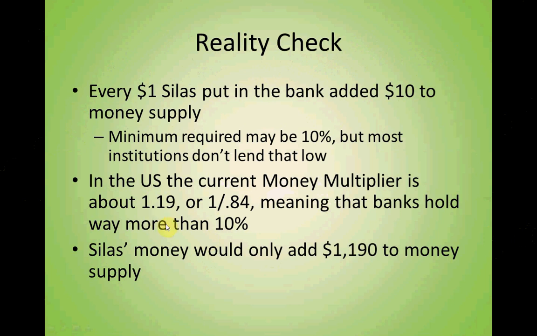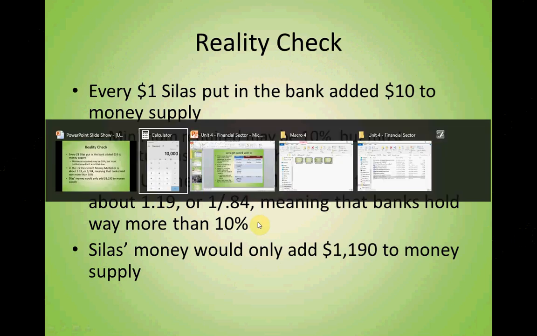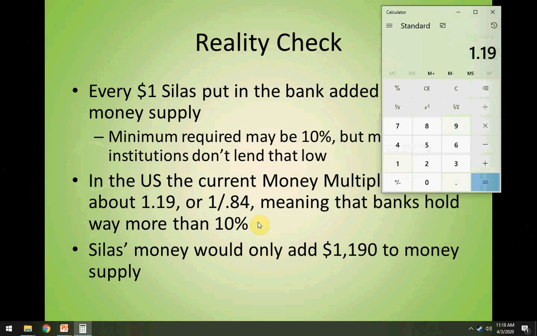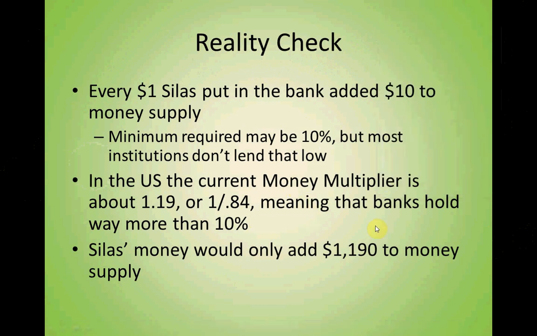So going back to this example, if Silas actually existed in the United States of America and he took his $1,000 and put it in the bank, his $1,000 would not grow the money supply by 10,000. It would be more like 1,190 altogether. So 1.19 times his 1,000. I hope I did my math right there. 1.19, that's our money multiplier, times his original $1,000 investment. So 1,190. That would be the actual growth of the money supply. Our banks are much more conservative than your textbook simplified example.